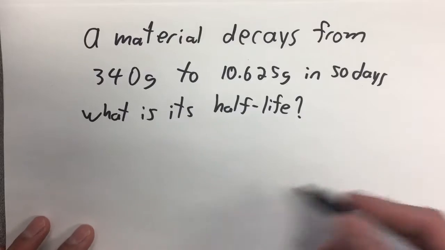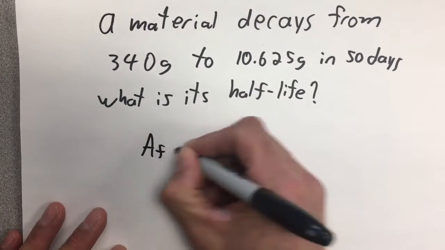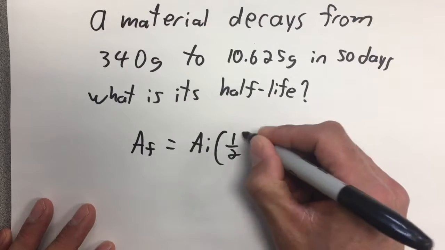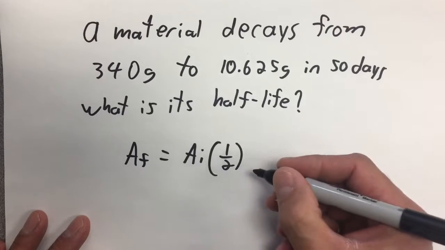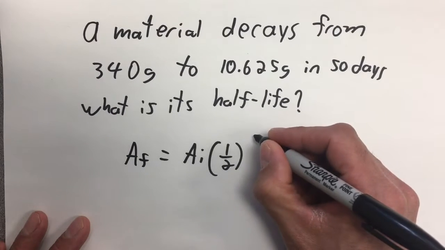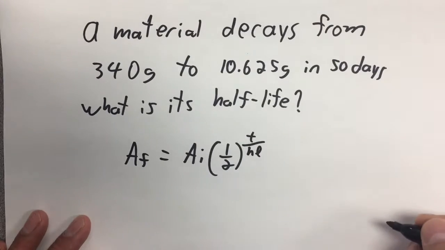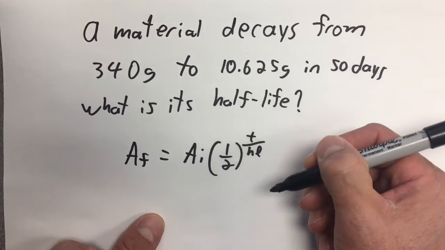Okay, so to start out, we're going to set this up where we've got a final amount, and that's equal to an initial amount which has been repeatedly divided by 2. And the number of times it's been divided by 2 is the total time divided by the half-life. This exponent represents the number of times it's been divided by 2.